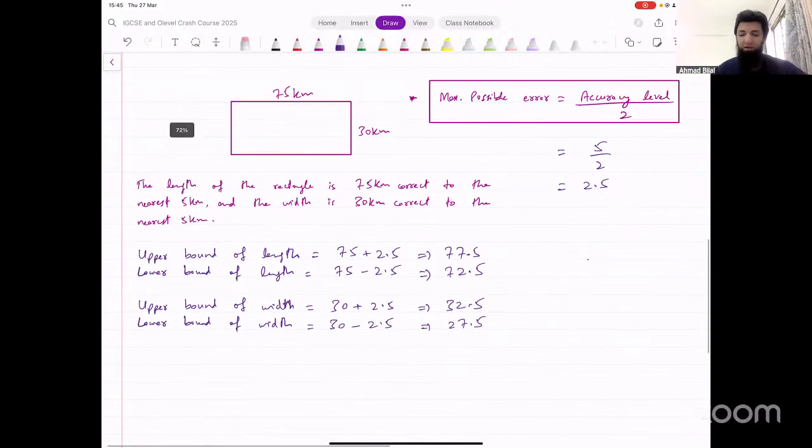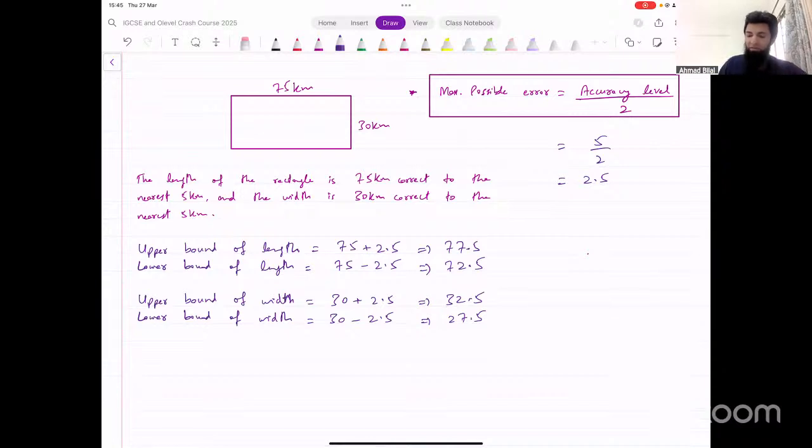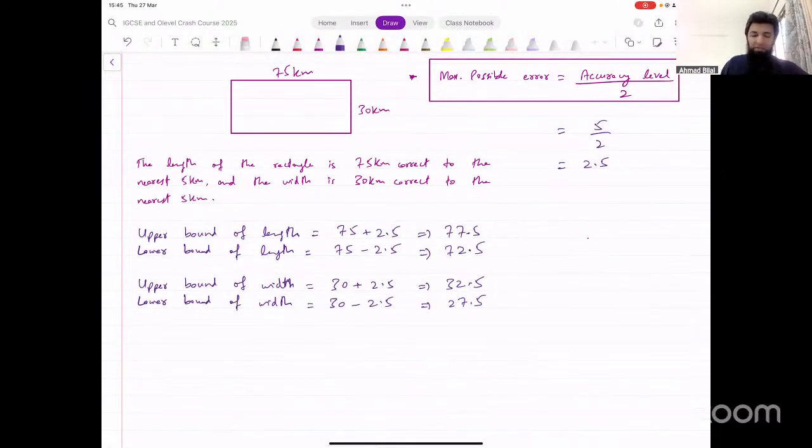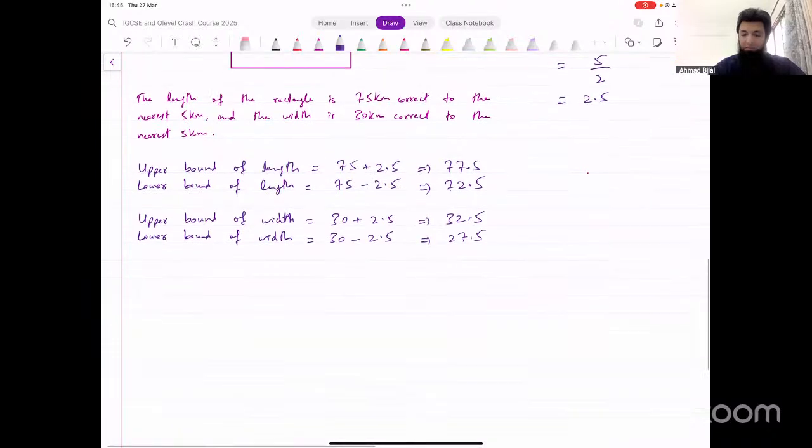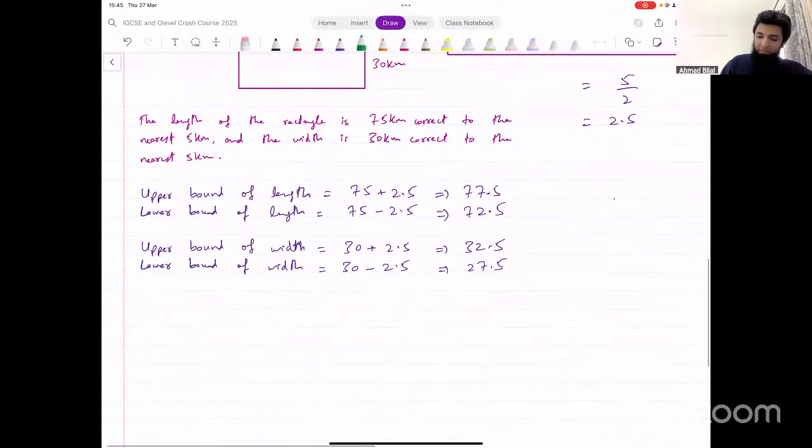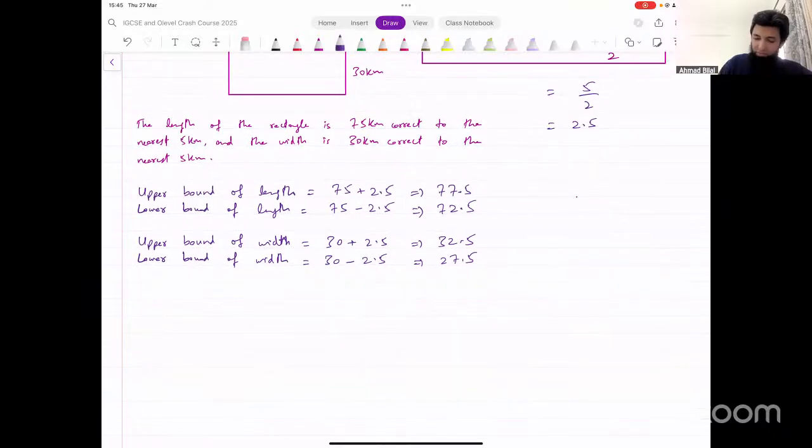This is how we find lower bound and upper bound of anything. We find the maximum possible error, and then whatever quantity we're given, that plus the error gives us the upper bound, and that minus the error gives us the lower bound. Okay. So in the first case, it's 75 plus minus the error. That's giving us the maximum and minimum possible values. In this case, we're doing 30 plus minus the error. That's giving us the maximum possible and the minimum possible dimensions of this rectangle.